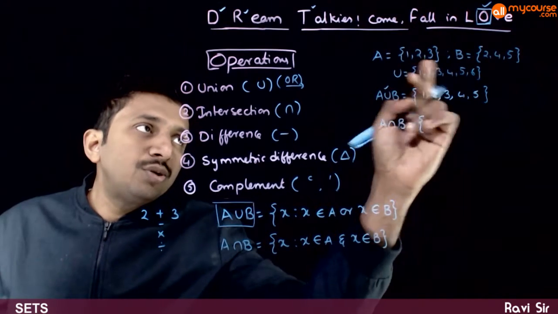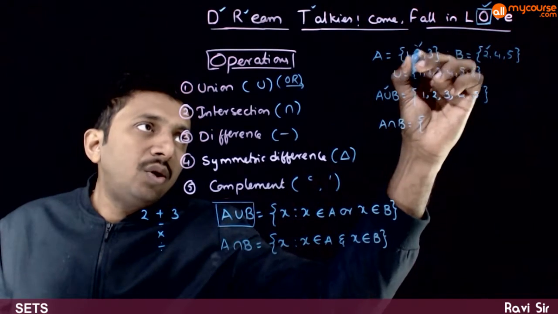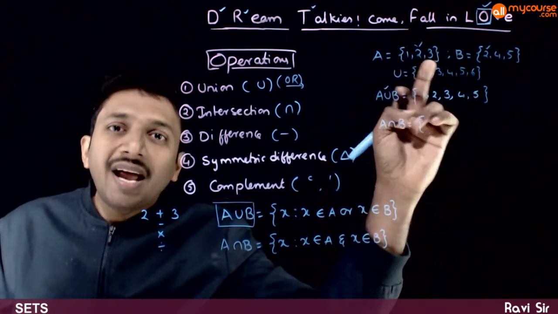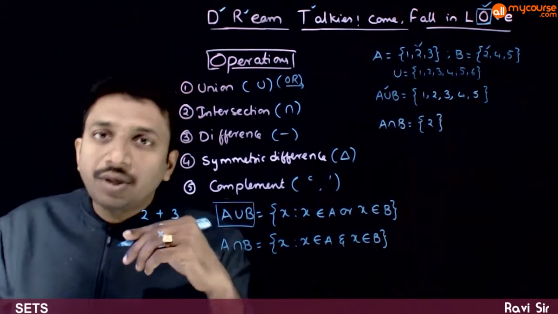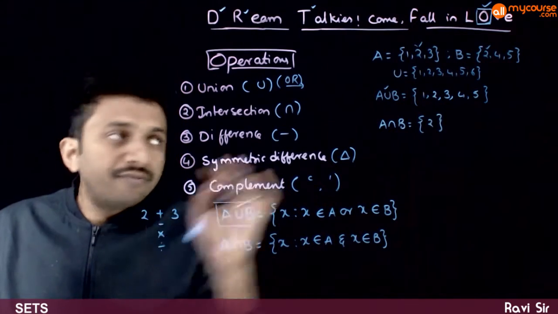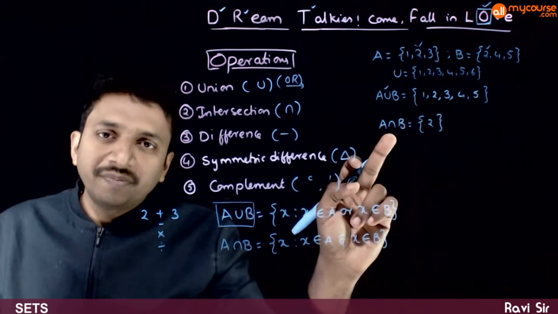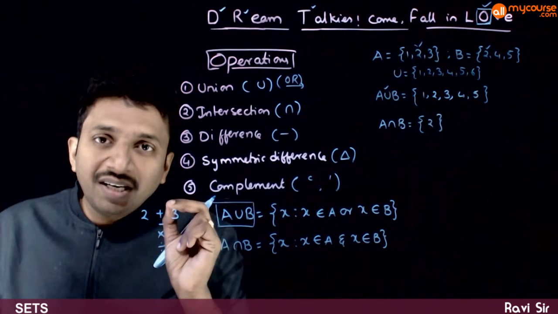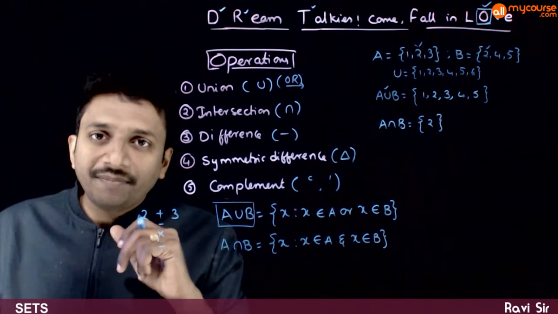So if you take these two sets, the common element is 2, right? 2 belongs to A and also to B. So A intersection B is a set containing 2. None of the other elements: 1 and 3 are not present in B, 4 and 5 are not present in A. So they don't come in A intersection B. So A intersection B is a set containing the elements present in both A and B.